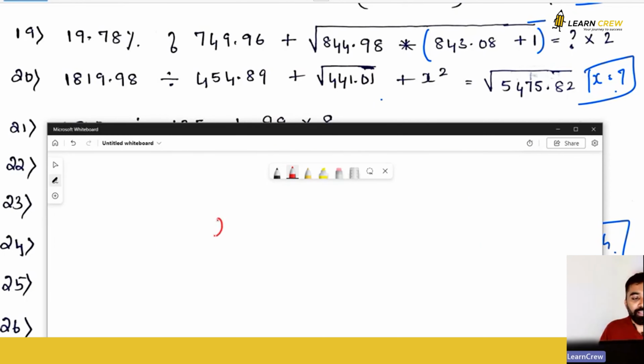See, whenever you have close numbers, like 21 into 23, there is a number in between, okay? Else you can take it this way.